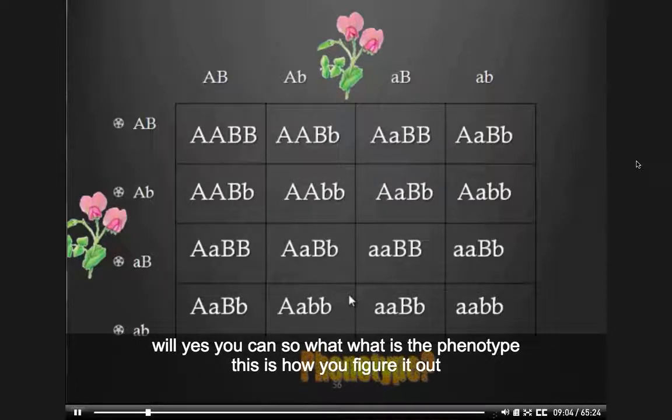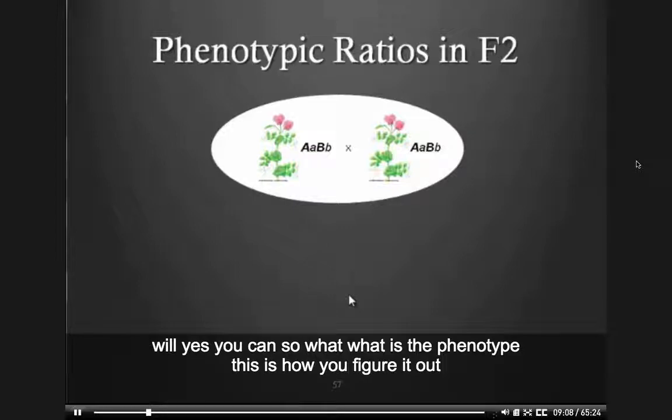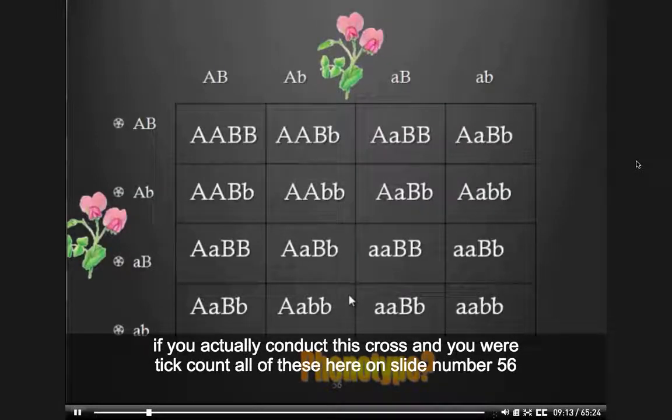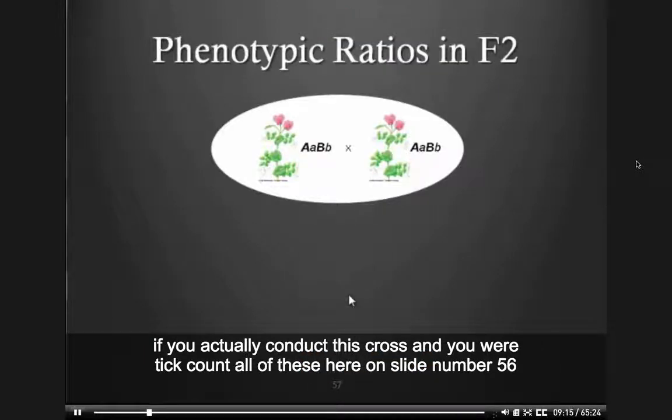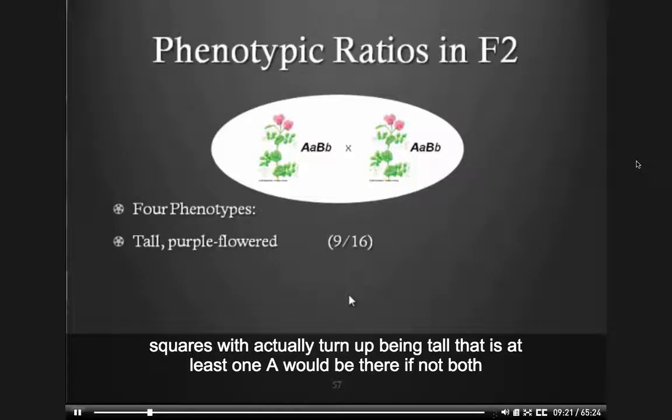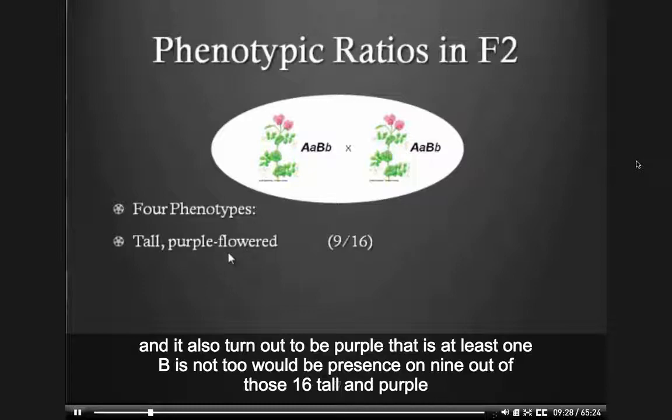Well, yes, you can. So what is the phenotype? This is how you figure it out. If you actually conduct this cross and you were to count all of these here on slide number 56, then this is what you'd get. You'd have 4 different phenotypes. You'd have 9 out of those 16 squares would actually turn out being tall. That is, at least one A would be there, if not both. And they'd also turn out to be purple. That is, at least one B, if not 2, would be present. So 9 out of those 16, tall and purple.